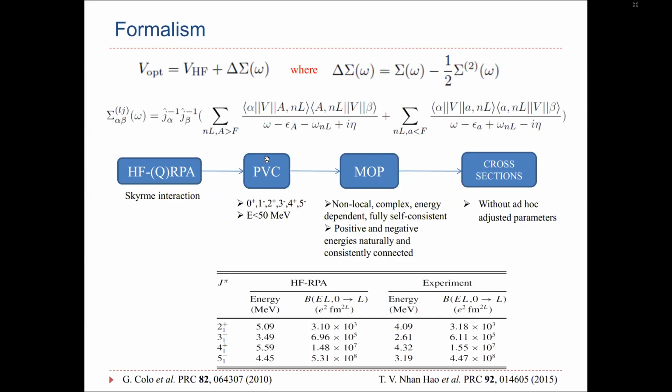And then to test if the microscopic potential is good or not, we calculate the cross section and analyzing power, angular distribution, and total cross section using the DWA code written by Reina, from CA. And at the end, we reproduce the elastic scattering observables without ad hoc adjusted parameters. So if it's good, it's good, but if it's bad, it's bad. We don't do any fitting.